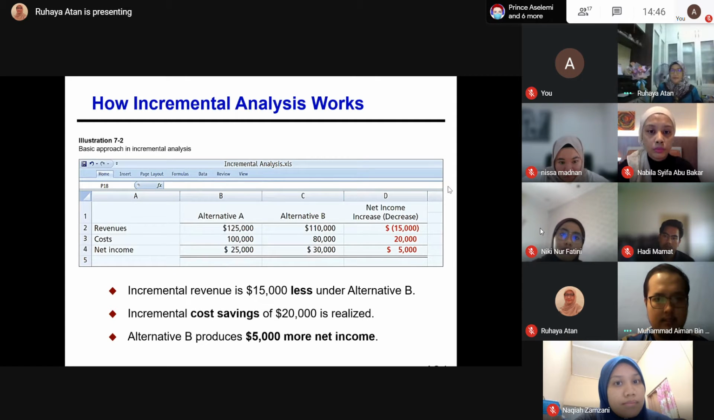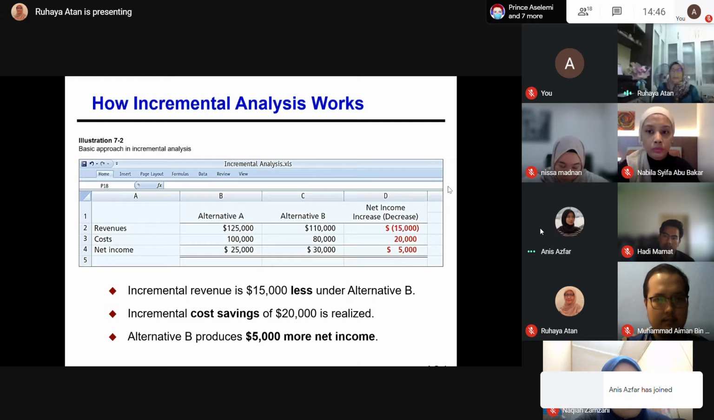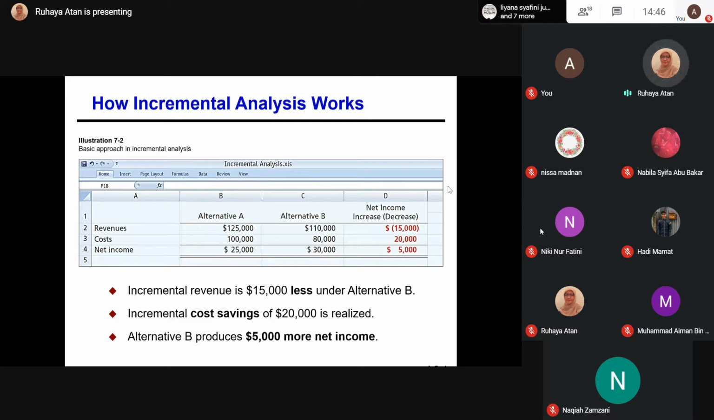B. Yes, it is better to take alternative B. Can you understand? Basically, this is how it works. In incremental analysis, you compare the two alternatives.